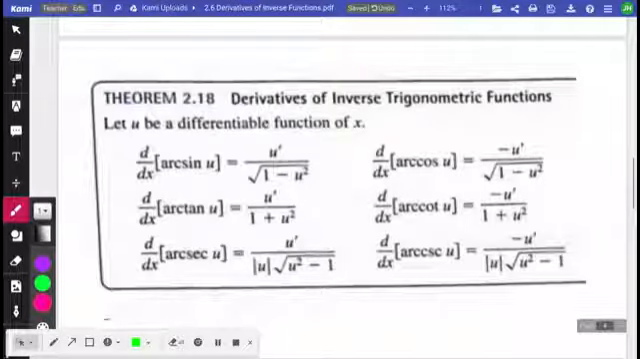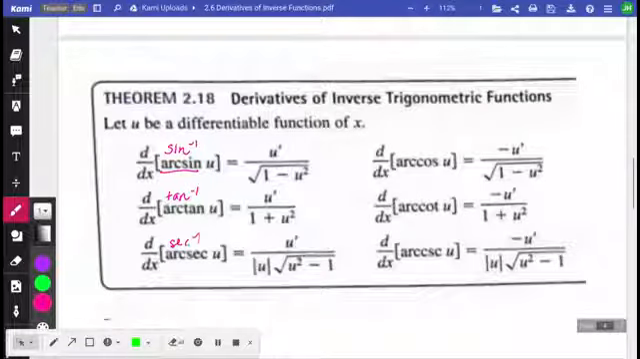So we have this big list, derivatives of inverse functions, and we're going to let u be differentiable. Okay, and there's different ways to write it. So if you notice, this is arc sine. That is the same thing as sine inverse. And this would be tan inverse, and this would be secant inverse. And so depending on your textbook or your teacher or your class when you're in college, they'll use those interchangeably.